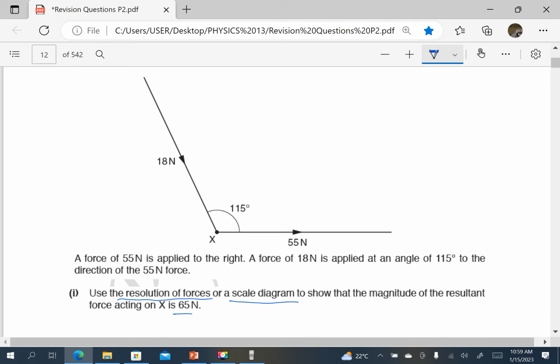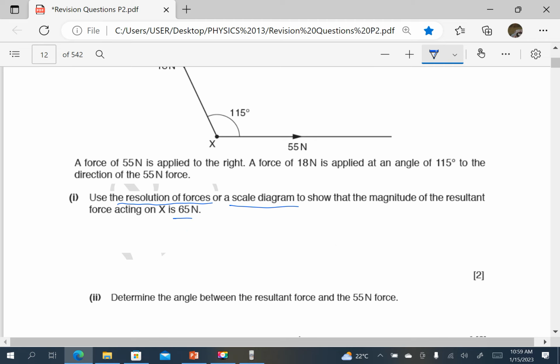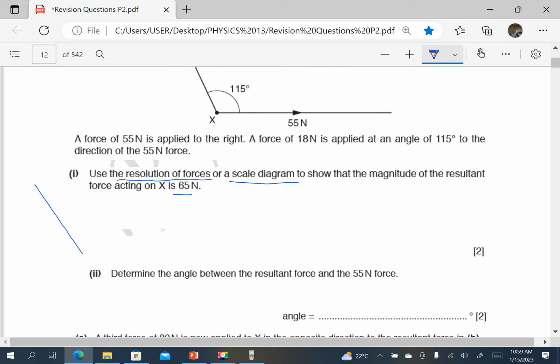I'll begin by using resolution. I'll use resolution here because resolution to me is easy on a computer. Then I'll maybe try to do scale.